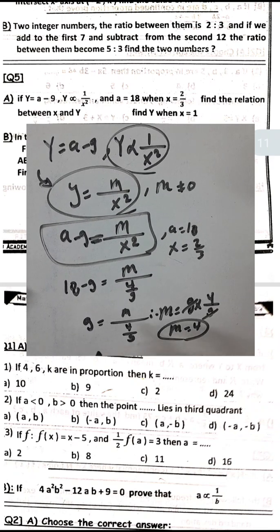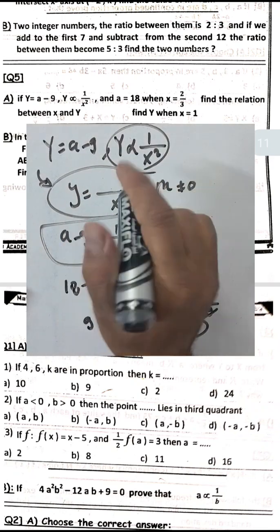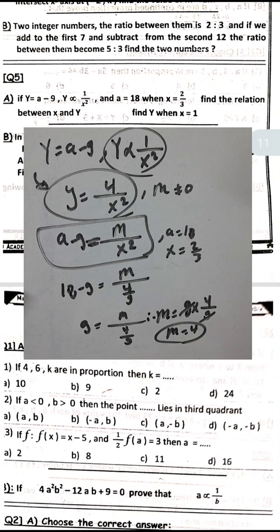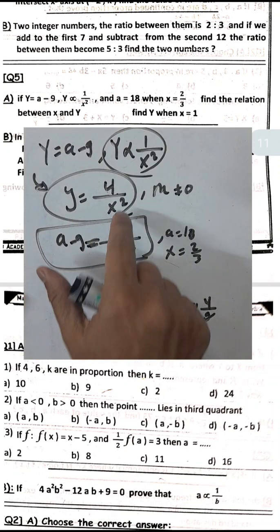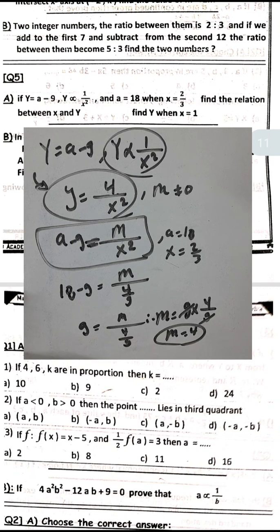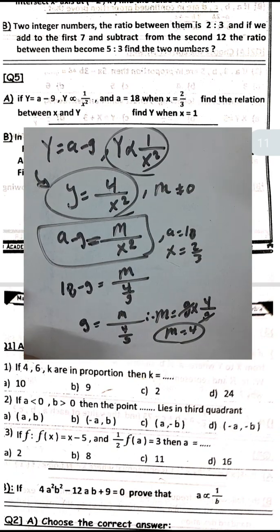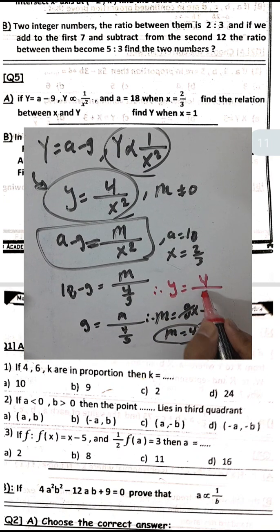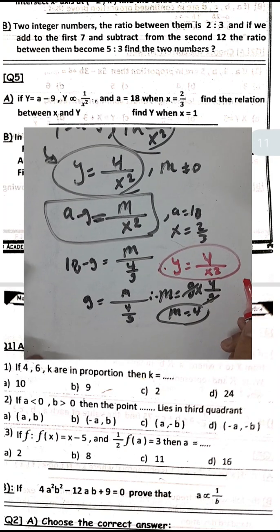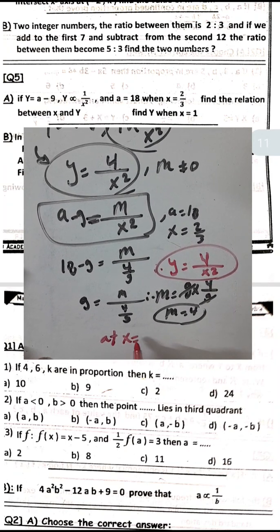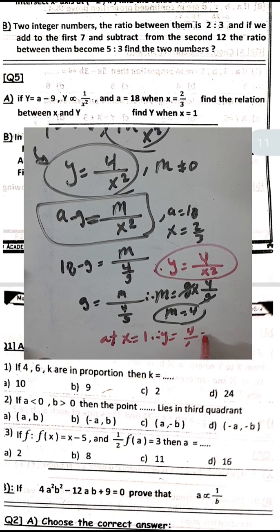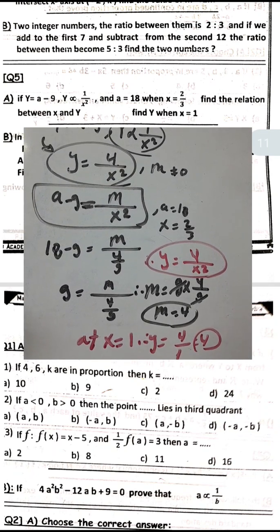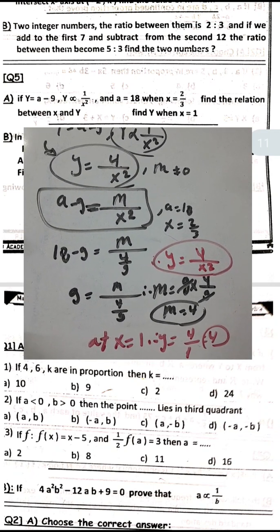Then the relation will be what? y equals 4 over x power 2. Okay, and then we want to find y when x equals 1. Put x equals 1 in this relation, then y equals 4 over 1, it will be 4. Then y will be equal to 4.